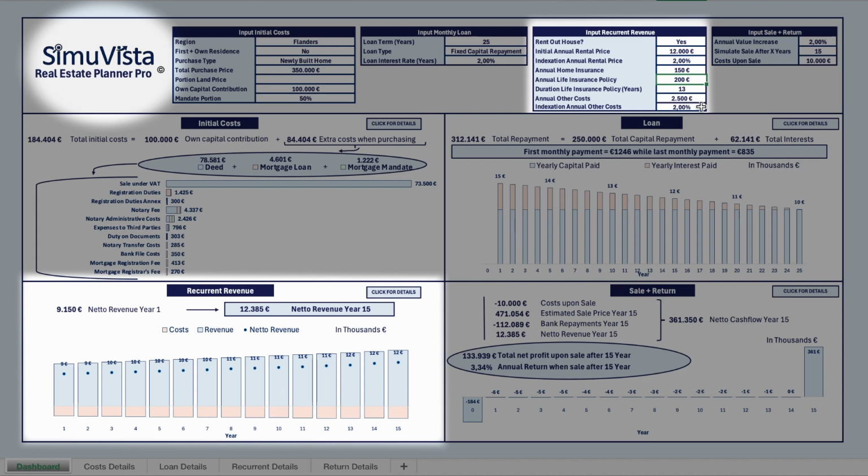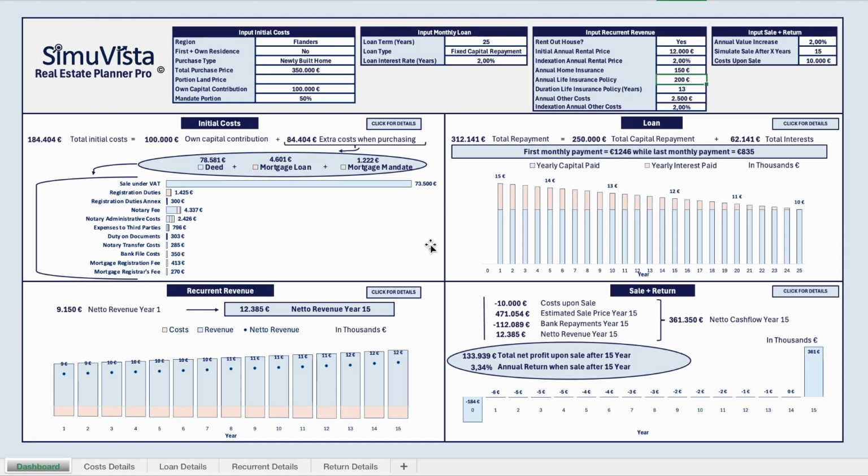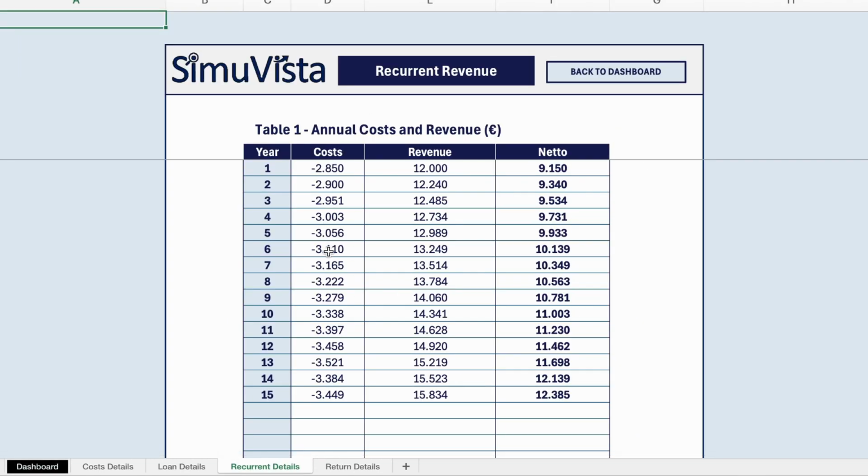And as you fill these in, the dashboard updates automatically and it shows your net yearly revenue, which is your income minus your costs over time. And so ideally you want to compare block 3 with block 2, the loan block, as you would like to have that in any case when you rent out your property, that the net revenue covers or even exceeds your monthly loan payments. If you want to have more details about this block 3, also here you can see the details per year in terms of cost, revenue and the net revenue over time.